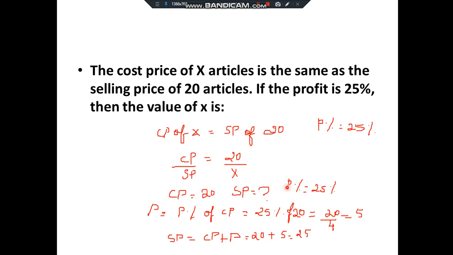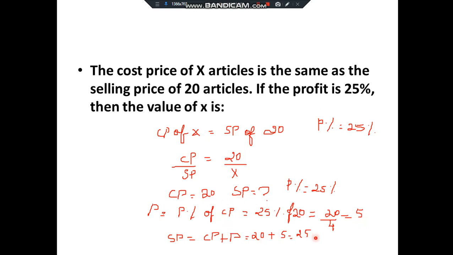First find profit. How will we find profit? 25% of 20, which is nothing but 1 by 4 of 20, which is 5. So profit is equal to 5 rupees, and we know cost price is equal to 20 rupees. So how will we find SP? CP plus profit. So 20 plus 5, which is 25.